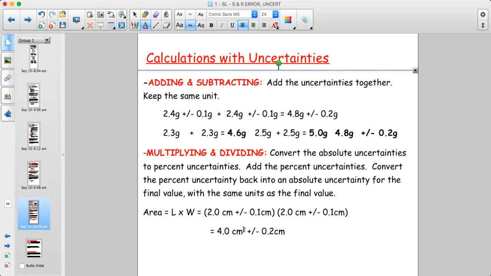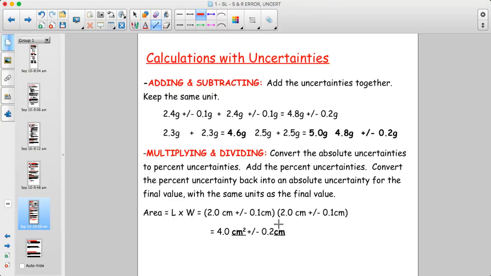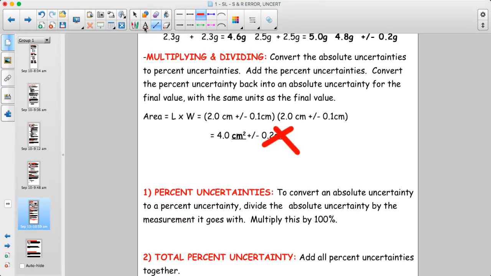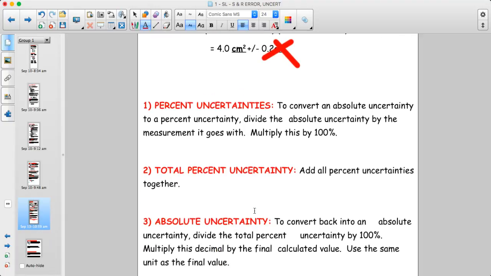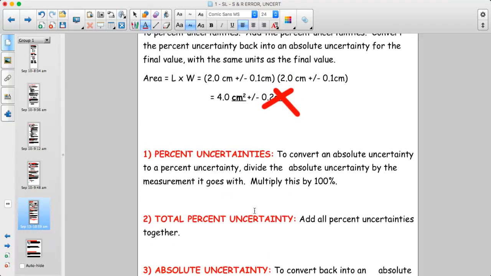So now we can't just add our uncertainties when we're multiplying or when we're dividing. Because as you can see, if I just add the uncertainties, now the uncertainty has a different unit than the actual calculated value. And that's an issue because having 4 centimeters squared plus or minus 0.2 centimeters doesn't really mean anything. So the end of the story is that this doesn't work. We can't just add them together when we are multiplying and dividing. So actually it gets a bit more complicated, and there's a 3-step plan on how you deal with calculating uncertainties when you're multiplying or dividing.